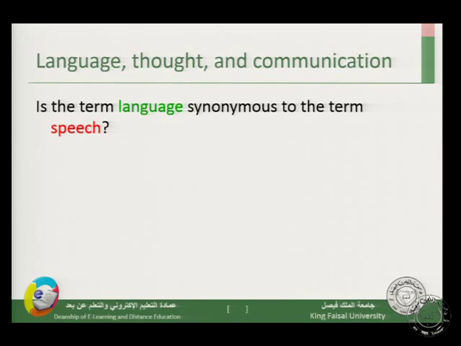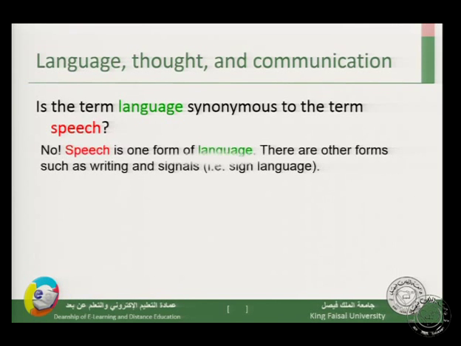Now I would like to give you one moment to think about the question and try to figure out an answer. Is the term language synonymous to the term speech? If you answered yes, you are wrong, because speech is one form of language. So the answer is no. Why? Because speech is one form of language.